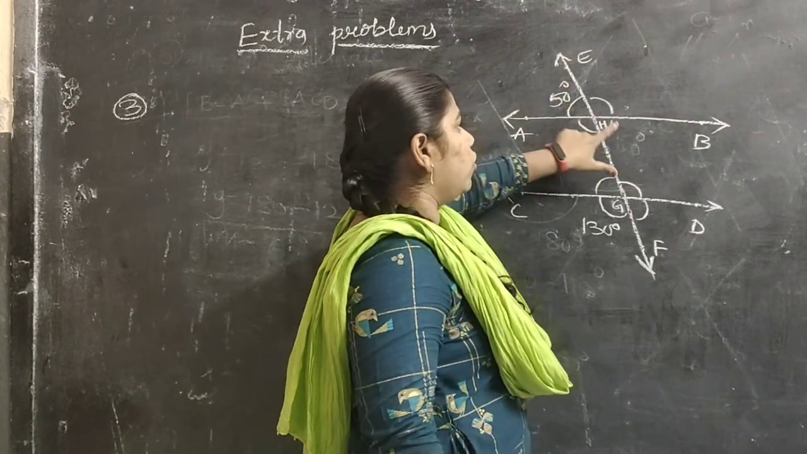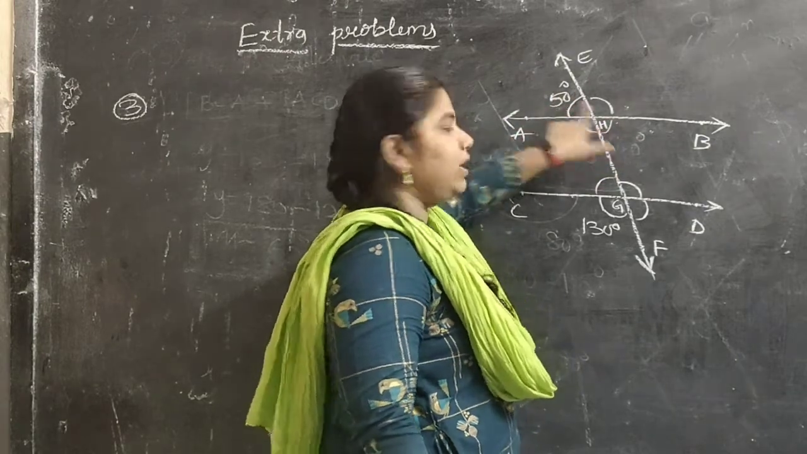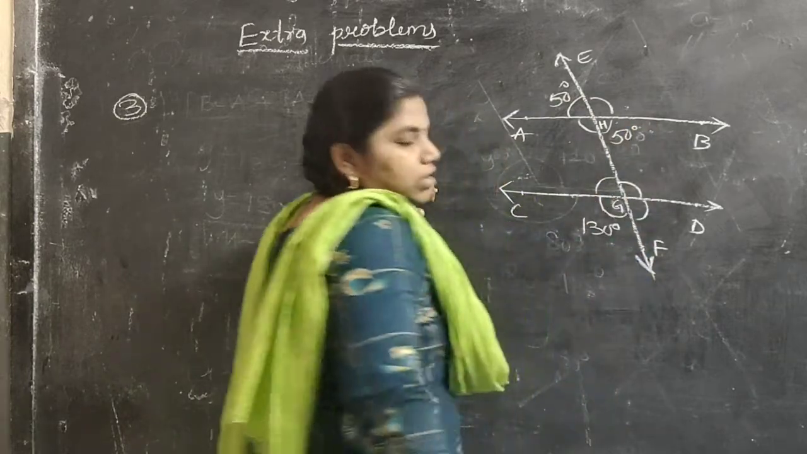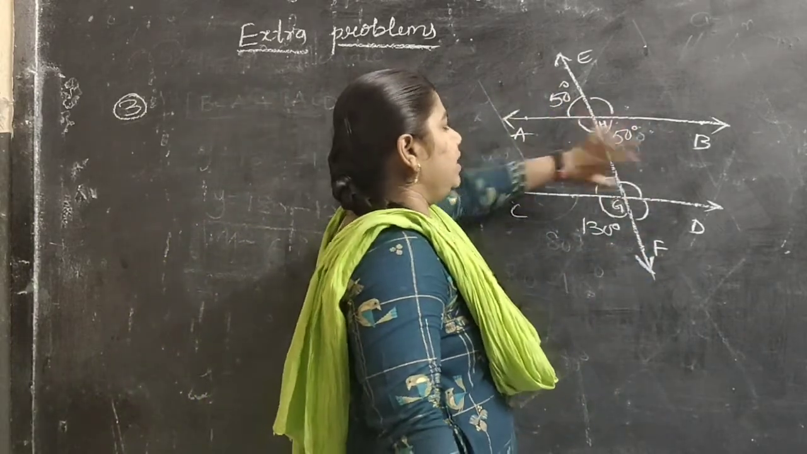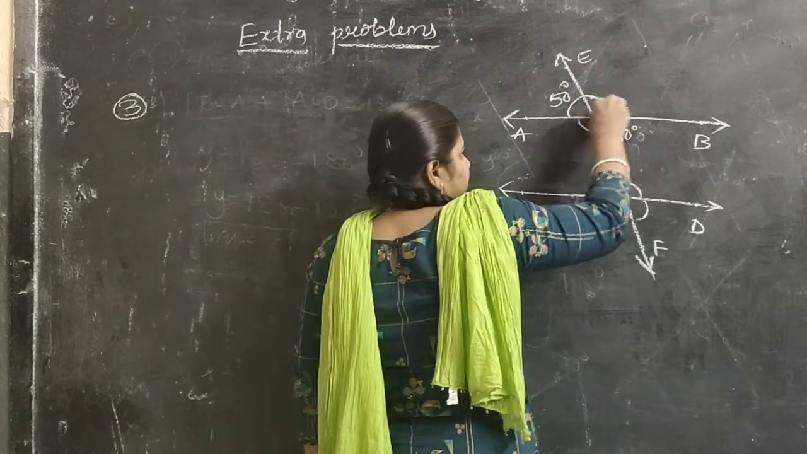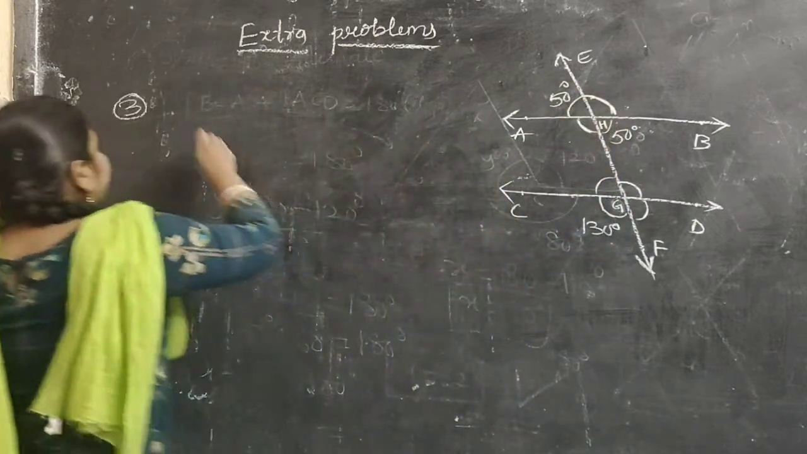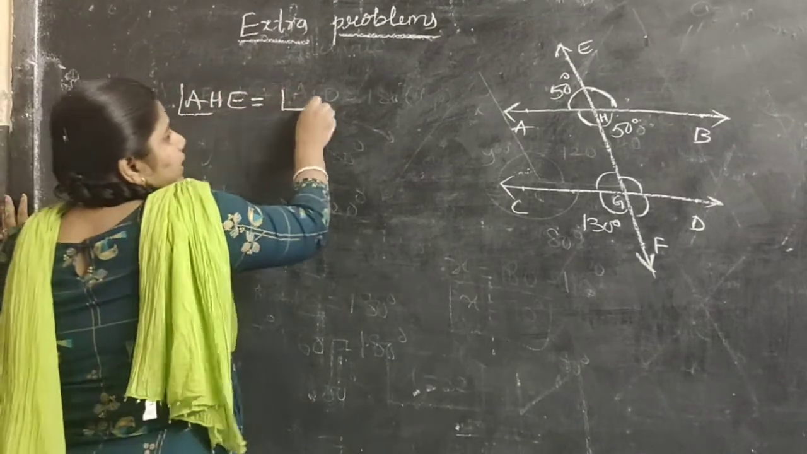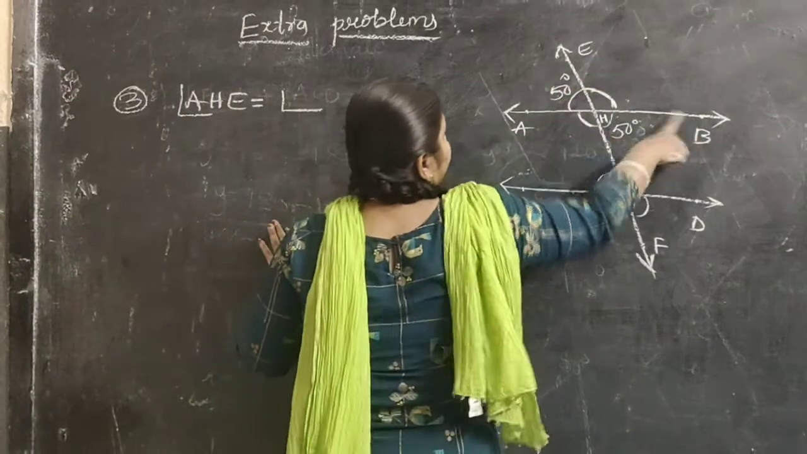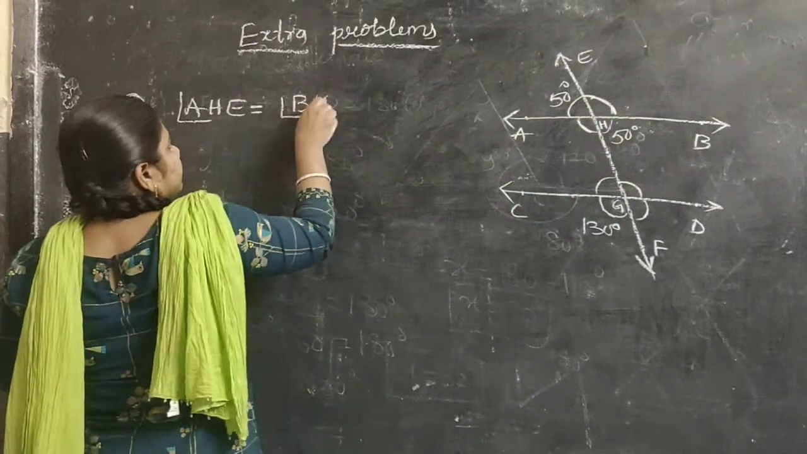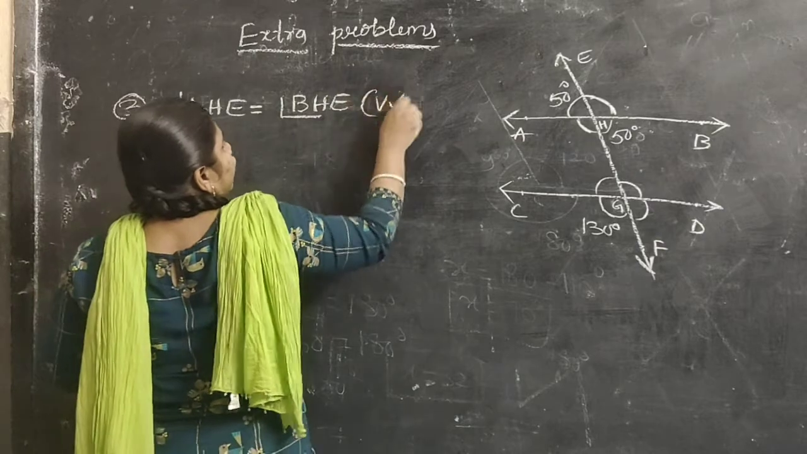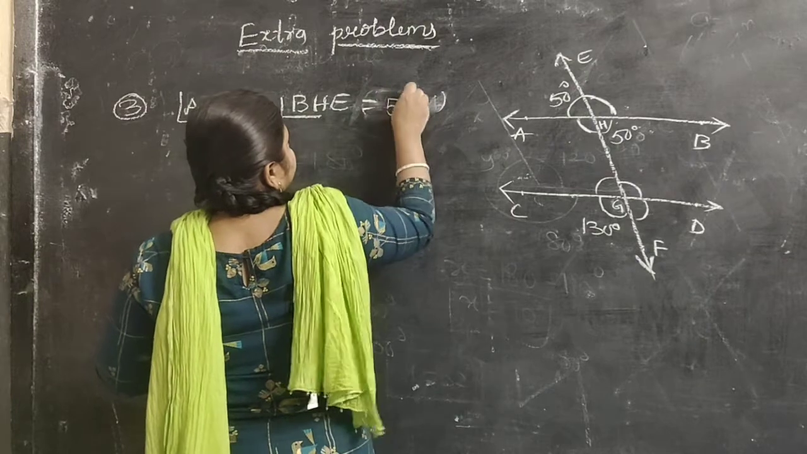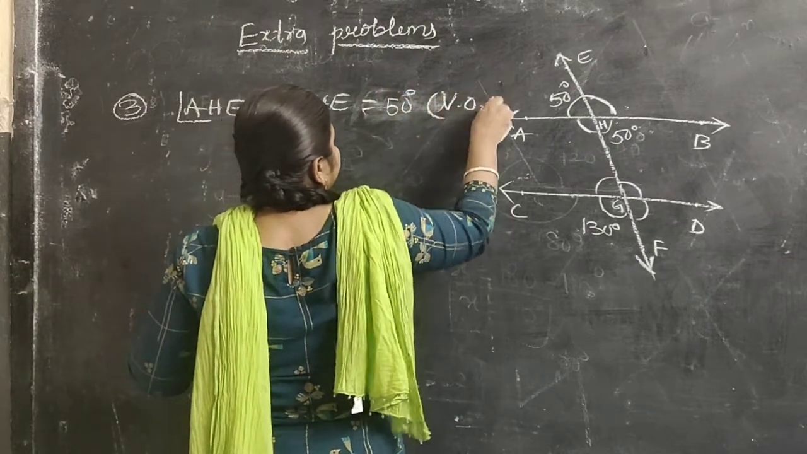So already we know that vertically opposite angles will be equal. So if it is 50, this will also be equal to 50 degrees because all the vertically opposite angles will be equal. So now we have to find these two angles. So what can we write here? That is angle AHE is equal to angle BHE because they are vertically opposite angles. That means it will be equal to how much? 50 degrees because they are vertically opposite angles.